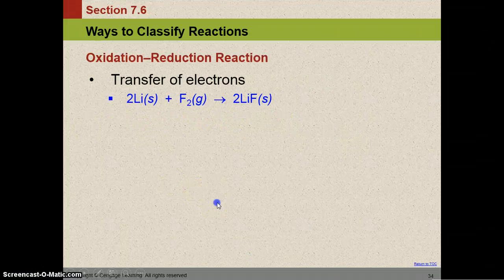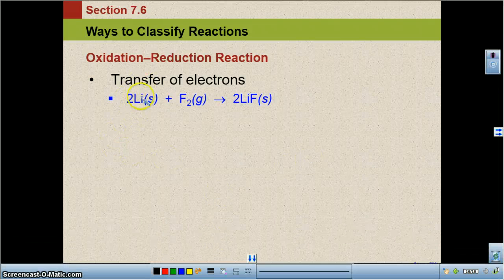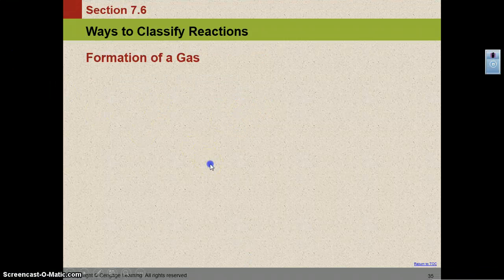Oxidation reduction reactions show a transfer of electrons, and you'll see in this example, lithium by itself, just a chunk of lithium, is going to have an overall charge of 0. Fluorine molecule has an overall charge of 0, but when I react them together and form lithium fluoride, because it's an ionic compound, lithium forms a +1 charge, fluorine forms a -1 charge because it takes the electron from lithium. Lithium gives its electron up, so it's a transfer of electrons showing evidence of an oxidation reduction reaction.